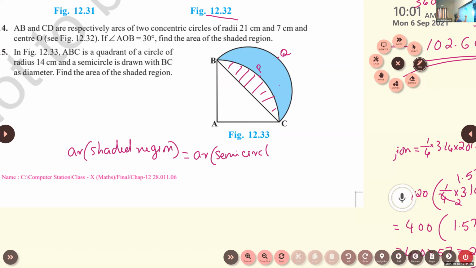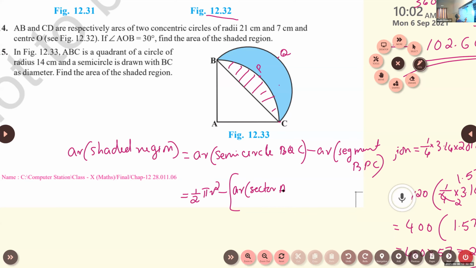Semicircle, we will mention the name. Semicircle BQC minus area of segment BPC. And area of segment, how we will find? It is area of sector minus area of the triangle. So this is equal to area of semicircle, which is half pi r square. So we will write half pi r square minus area of segment, which is area of sector ABPC minus area of triangle ABC.